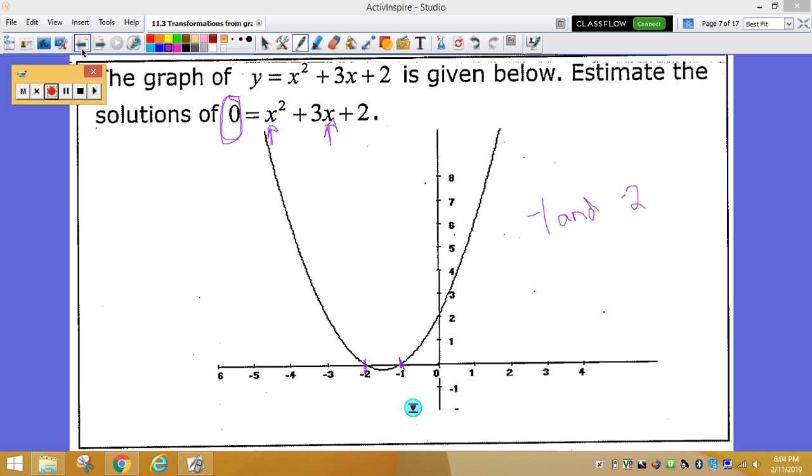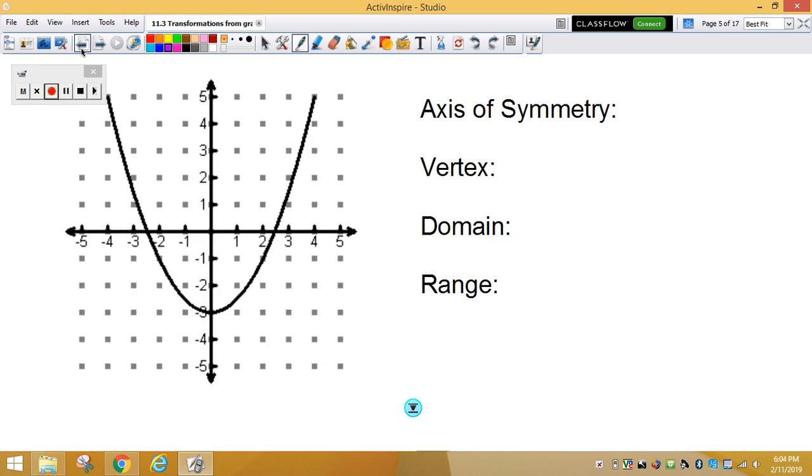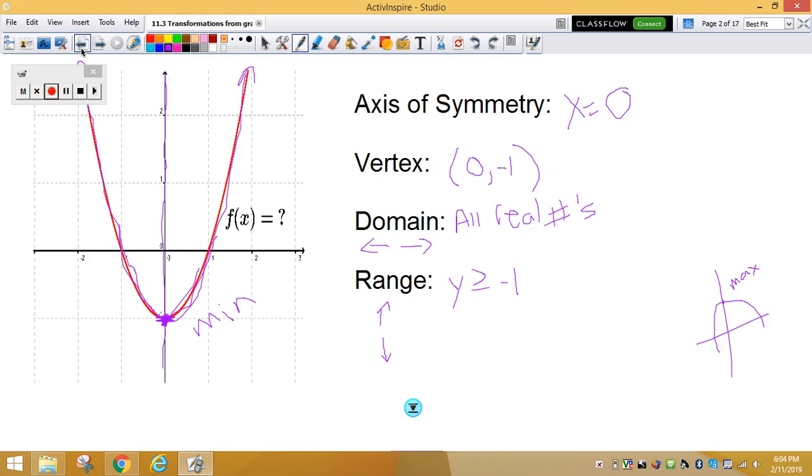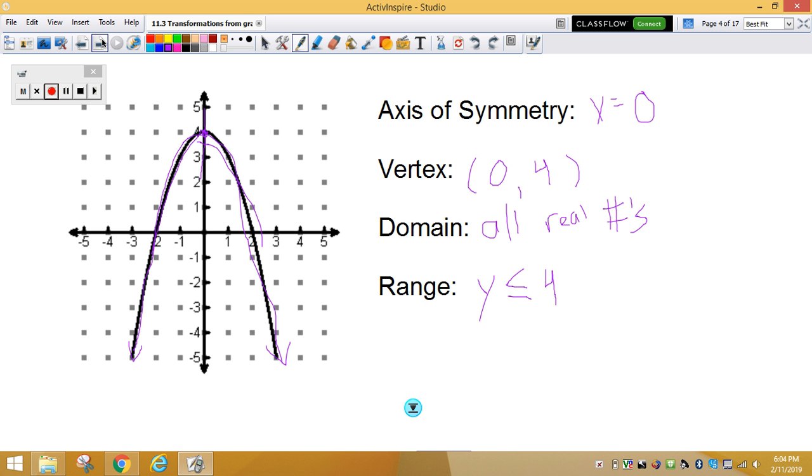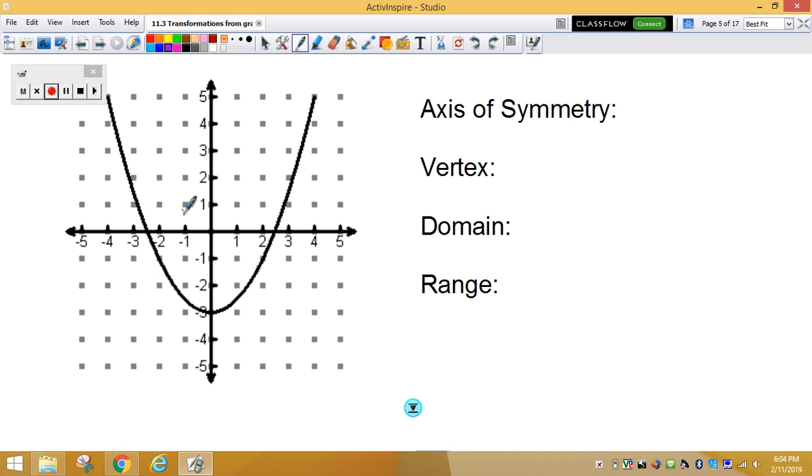All right, in the chaos that is going on around me, I forgot to tell you, look at the domain for all these that we did. The domain for this first one was all real numbers. The second one, all real numbers. The third one, all real numbers. That's the awesome thing for quadratics. Your domain will always be all real numbers, because no matter what the quadratic is, it's always going to go left and right forever.